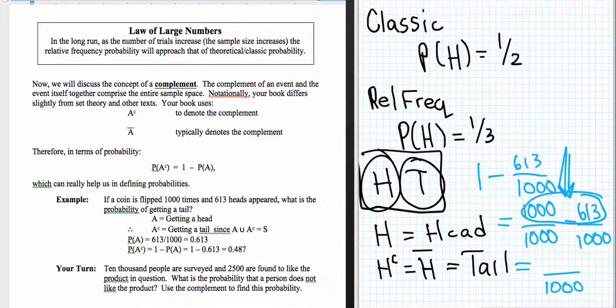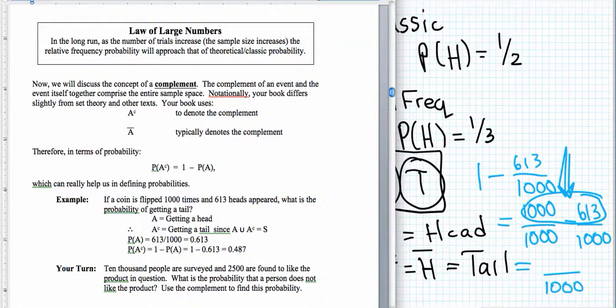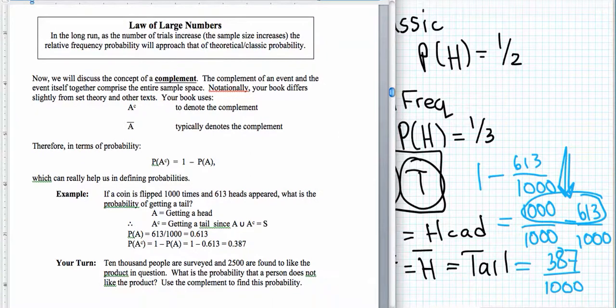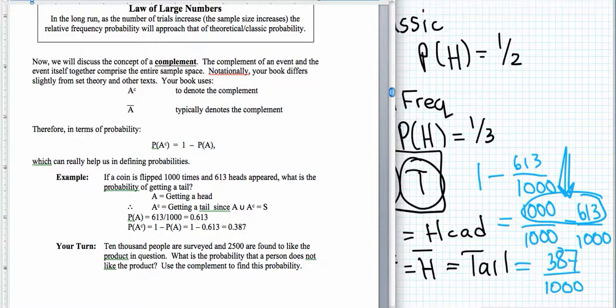Well, if I got 613 heads, then I must have got 1,000 minus 613 tails, or, and this number is actually wrong here, this should be a 3. Keep forgetting to change that. So this one should look like 387 tails, right? We got 387 tails out of this. So that is a 0.387, and that's exactly what you got. Why don't you go ahead and see if you can do this next problem on your own.